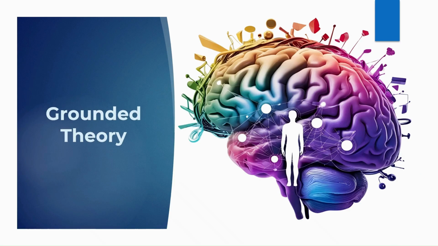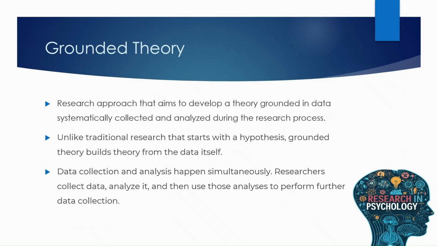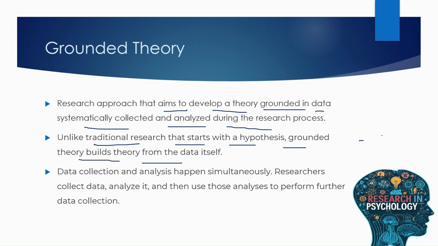Then we have grounded theory. Grounded theory is a research approach that aims to develop a theory grounded in data, which means the data is collected first, and then based on the collected data, analysis is conducted and a theory is arrived at. So a theory grounded in data which is systematically collected and analyzed during the research process. Now, unlike traditional research that starts with a hypothesis, grounded theory builds theory from the data itself.